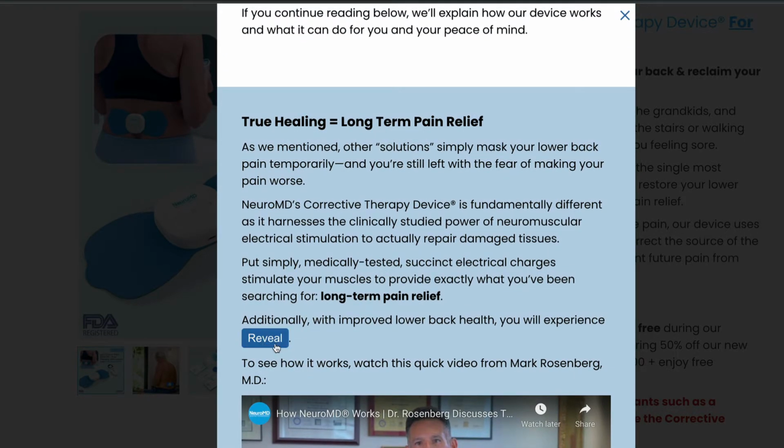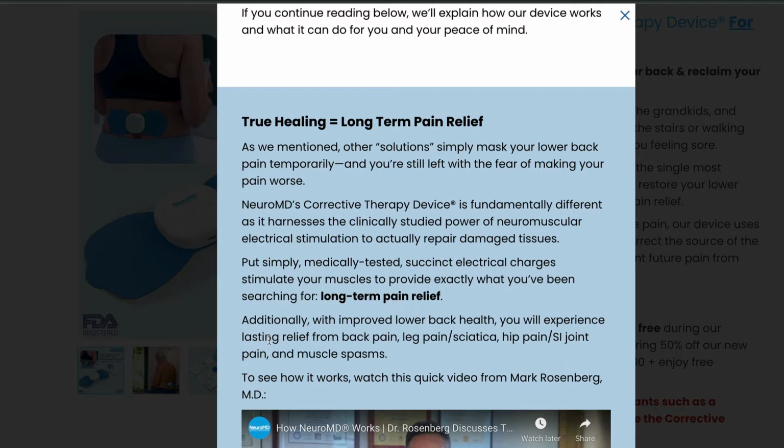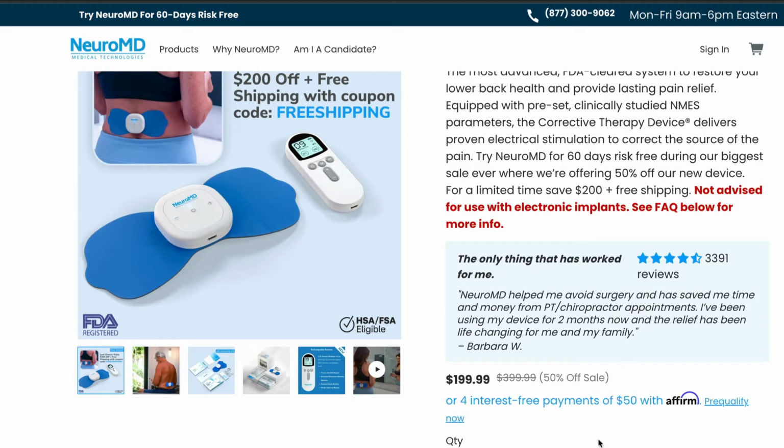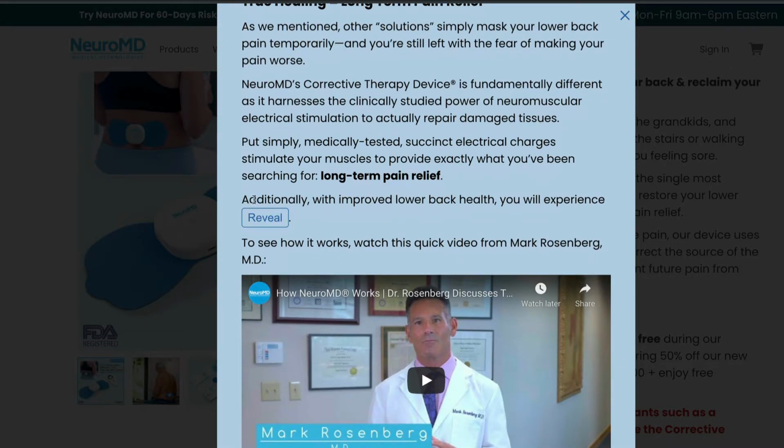This is a little reveal button. It's kind of subtle. It's designed not to be seen up front, but when you click on it, it actually answers the question. And I should refresh this real quick so you can see what I mean. So the idea here is that it says, additionally, with improved lower back health, you will experience, and we left it midstream. So the user is not forced to, but has an option to click on reveal. It creates a dramatic effect.